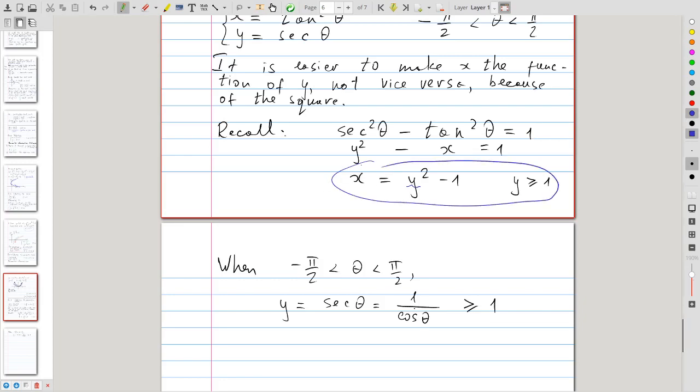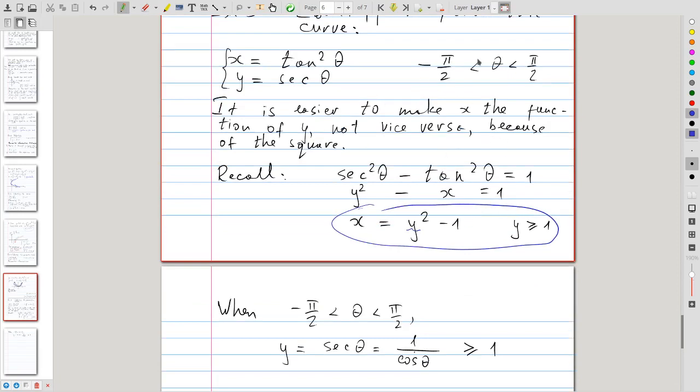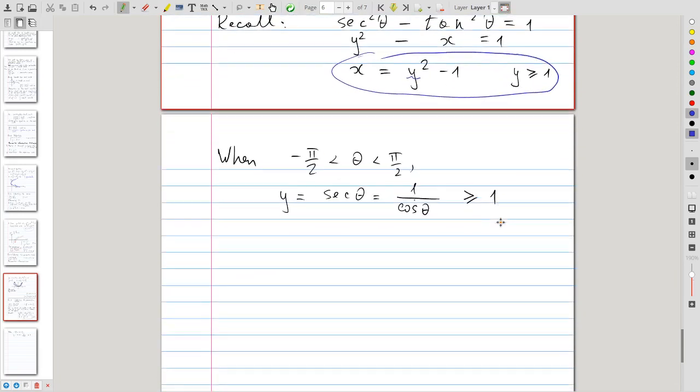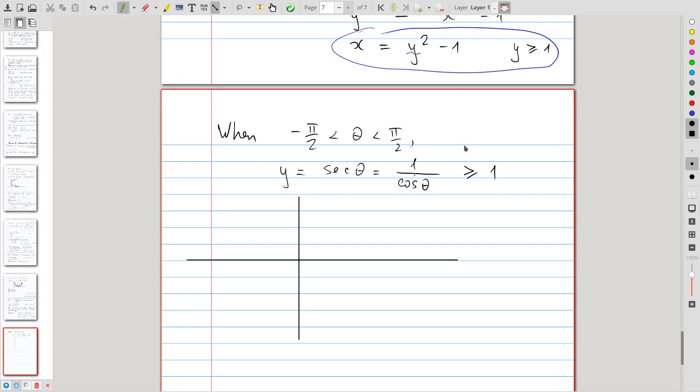And so this completes our process of recognizing this curve. So we have successfully identified our curve as being a parabola oriented horizontally. Okay, and we know that x equals y squared minus 1, so it's a parabola with a vertex at minus 1, 0.